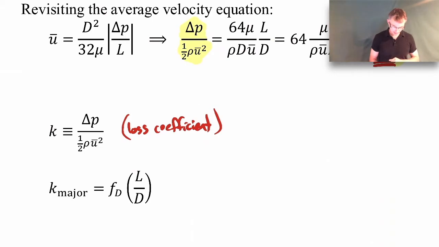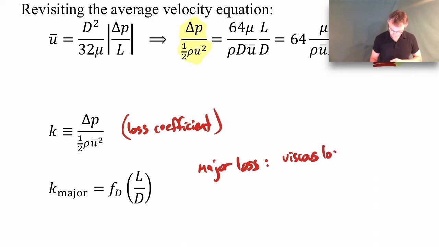Now I put here K major because it turns out we have different kinds of losses that we're going to deal with. We have losses due to the viscous effects of flow through just a straight section of pipe, and we call those major losses. Let me write this down. A major loss is, let me write, viscous loss in a straight section of pipe.